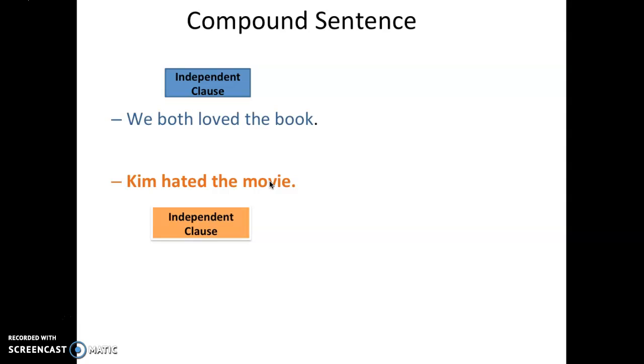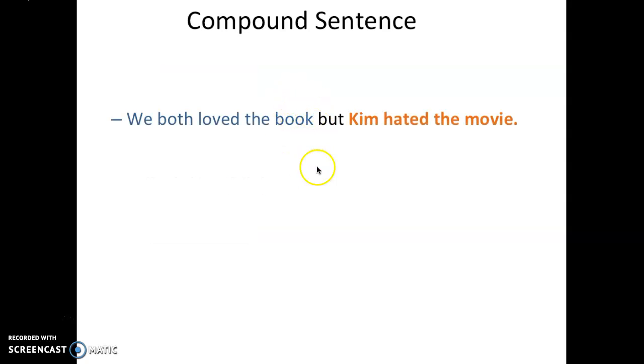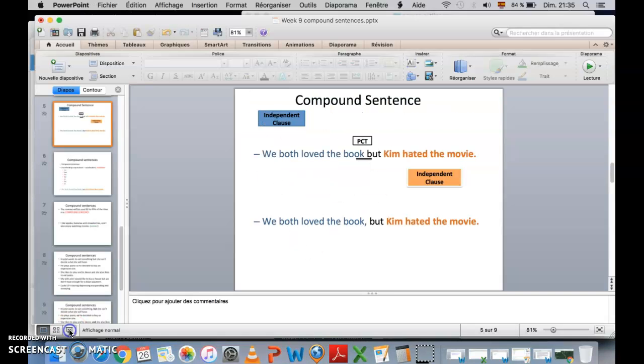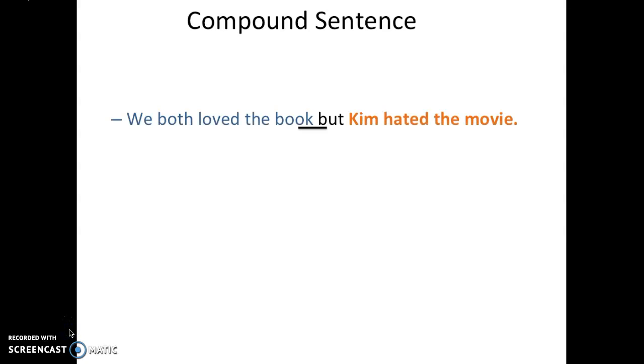Same thing. Subject, verb, and then what's left of the sentence. Now, a compound sentence is understood when you put these two independent clauses together. So you have this here and you have this there. If you write this sentence in your written production, I'm going to underline this here. I'm going to write PCT. PCT stands for punctuation. It's a symbol, and it's going to be a mistake.